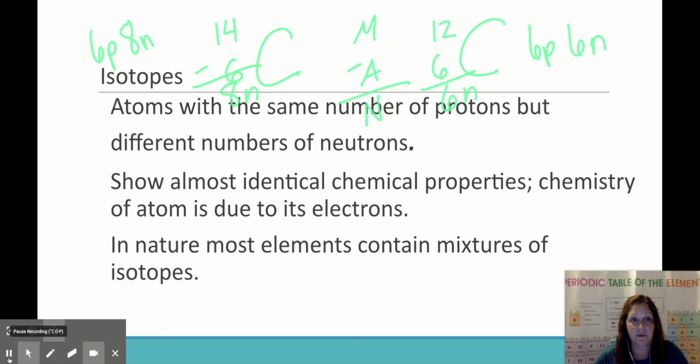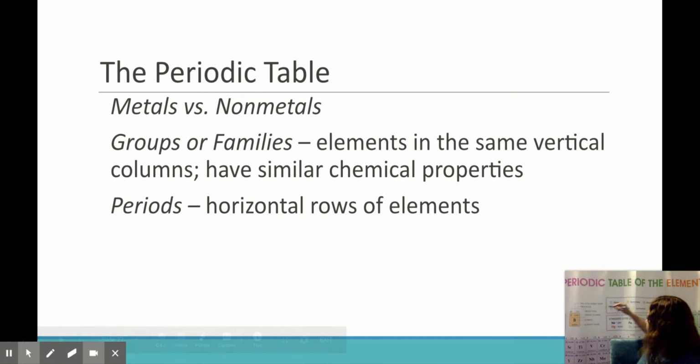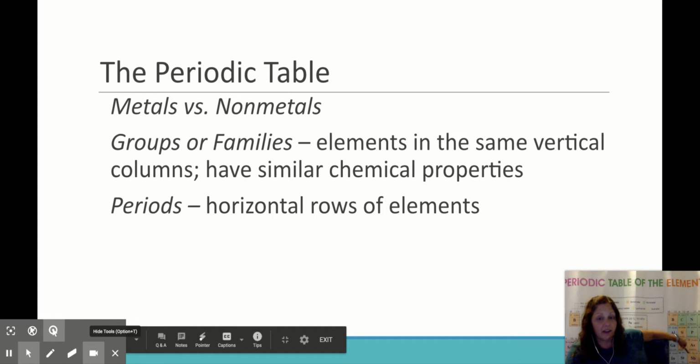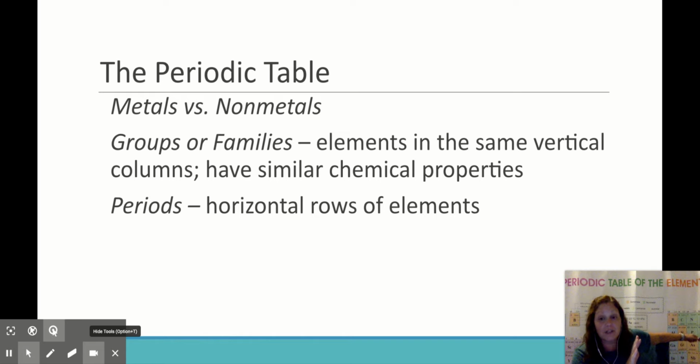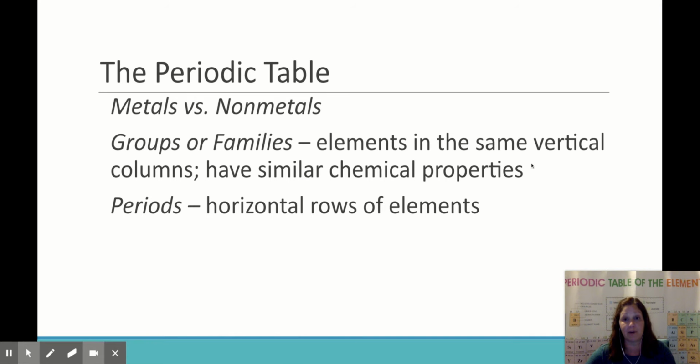If we're looking at the periodic table, if you look at the one behind me, we know that the groups or the families are the vertical columns. Members of the same group almost always have the same number of valence electrons, and so they have similar chemical properties. But the periods are the horizontal rows. They don't show anything in common except that they have the same number of shells of electrons, and they don't actually have any similar chemical properties.